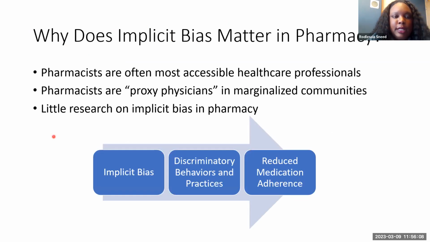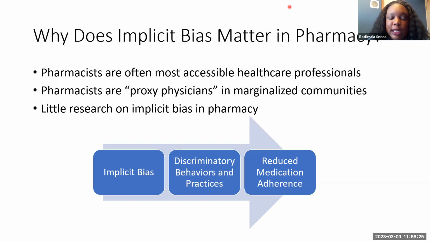So I looked for studies that explicitly talked about implicit bias among pharmacists, and there actually hasn't been much research in this area specific to pharmacists. But I do think that implicit bias really matters when we talk about pharmacy as well.